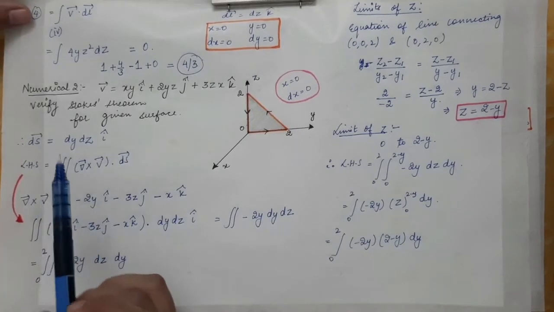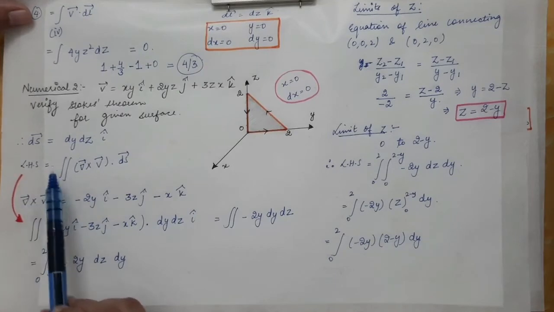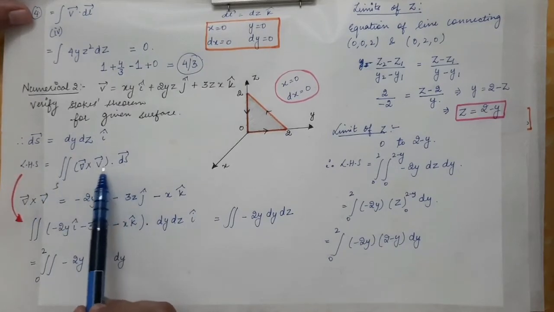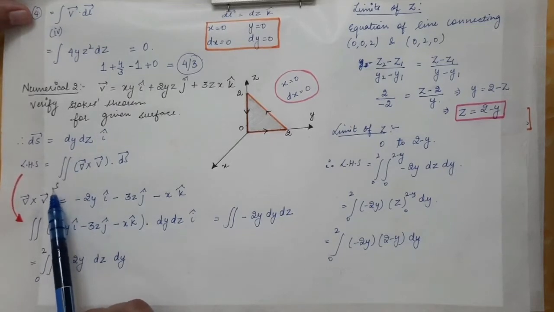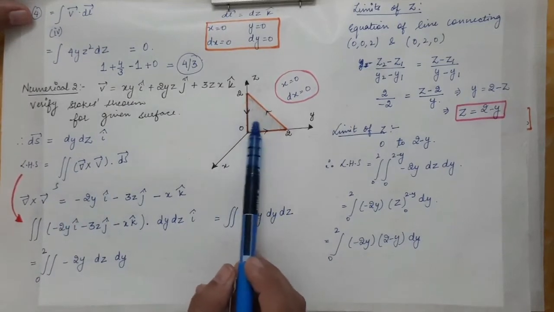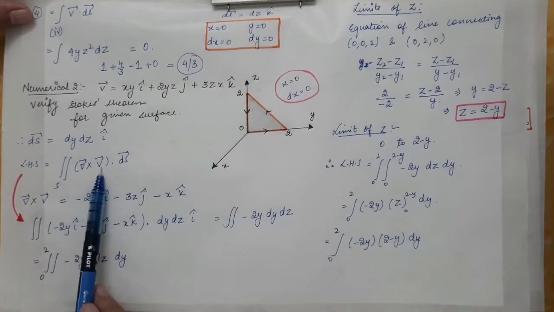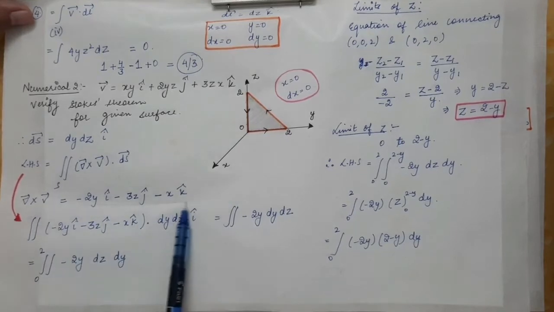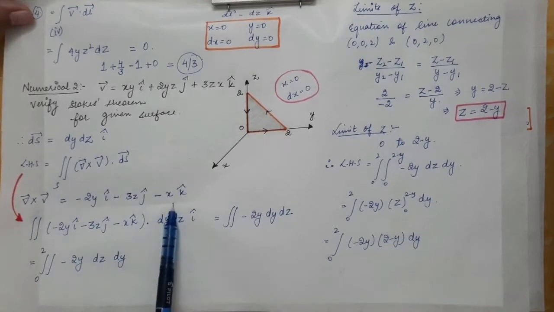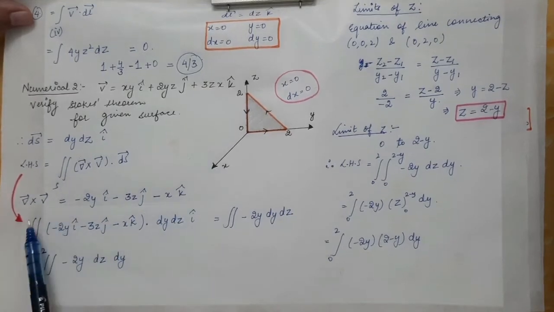Similarly we will do the same procedure as we had done in the last numerical. We will evaluate the left hand side. Left hand side is equal to the surface integral of the curl of vector v over the surface S, and this S is the surface which is bounded by this triangular boundary. So we will find curl of vector v. Curl of vector v can be easily found using the determinant, and when you solve the determinant you will get this expression of curl of vector v.